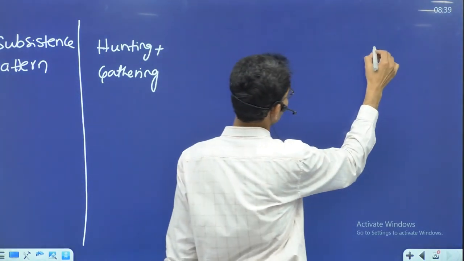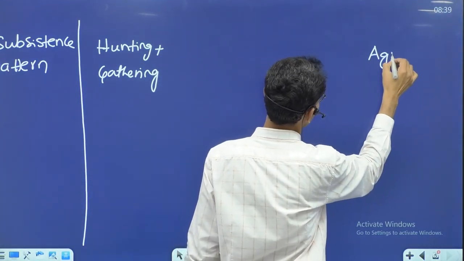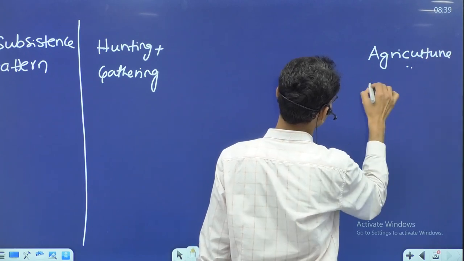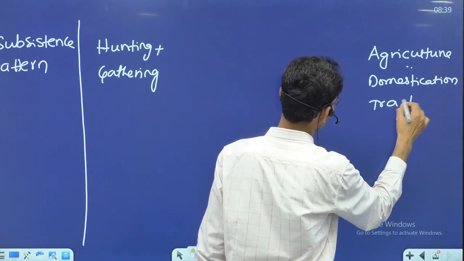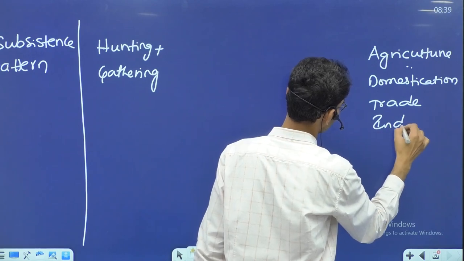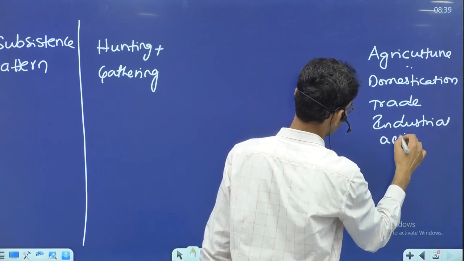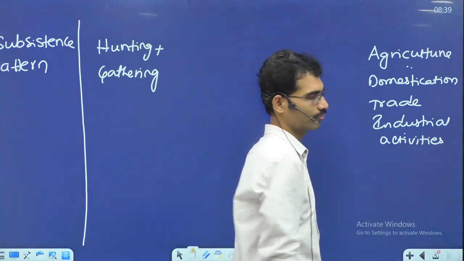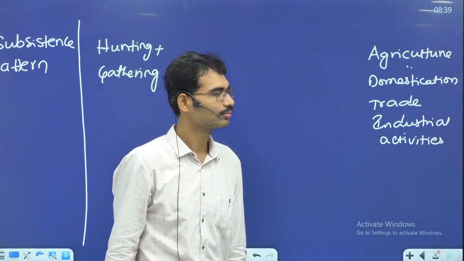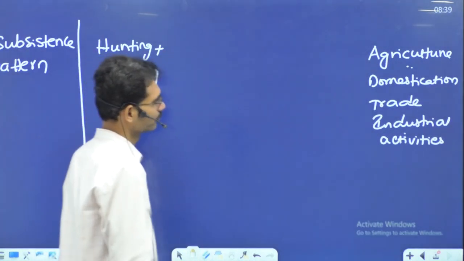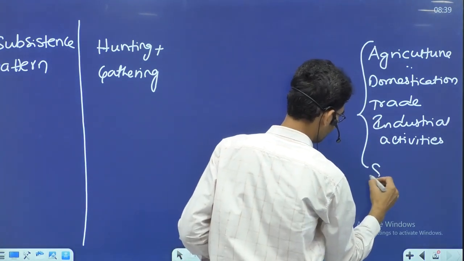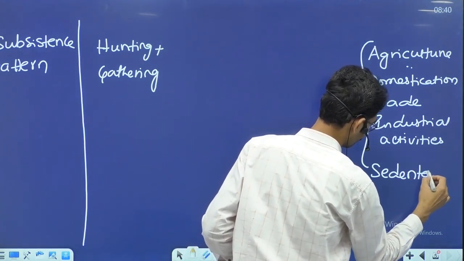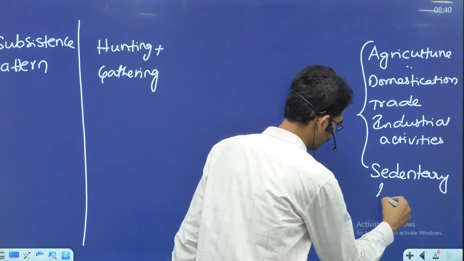When it comes to here, various subsistence patterns like agriculture, domestication, trade, industrial activities, all the modern forms of subsistence patterns are evolving. So simply, we consider this sedentary. Sedentary life.